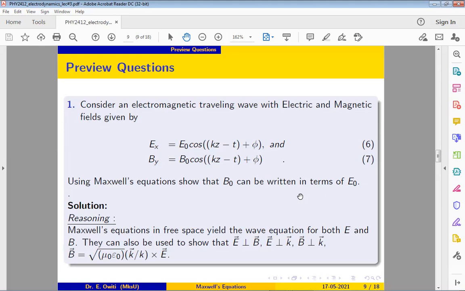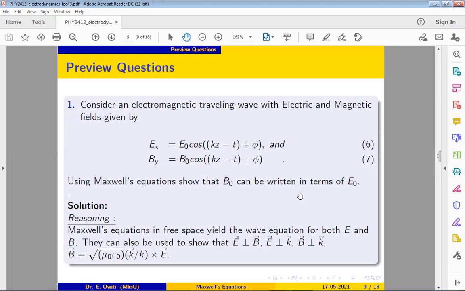What you need to reason here is that Maxwell's equations in free space can be used for both the electric field intensity E and the magnetic field intensity B. They can be used to show that the electric field intensity vector is perpendicular to the magnetic field intensity vector. The electric field intensity vector is perpendicular to the propagation constant K. The magnetic field intensity B is perpendicular to the propagation constant K.